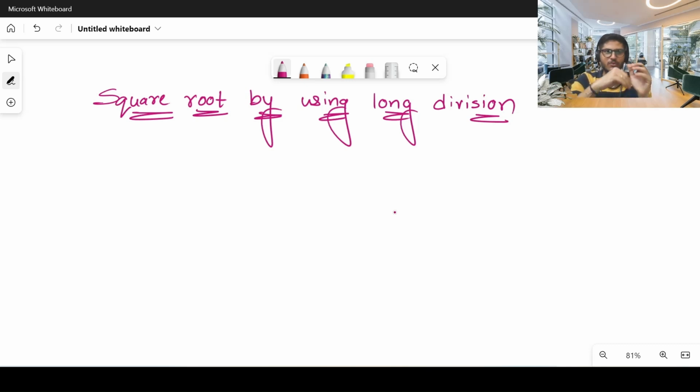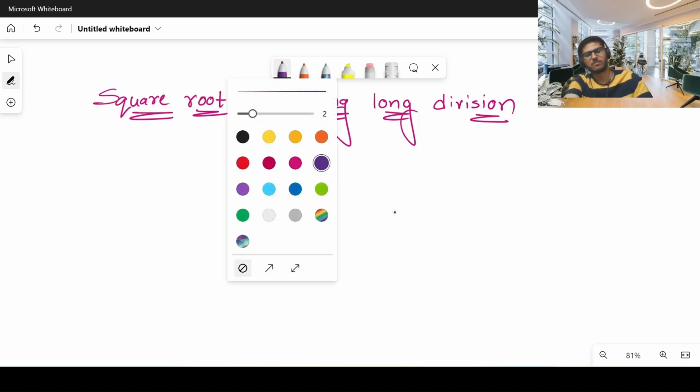Okay, so we are going to see how to find out the square root of a number by using the long division method. Now, this method which we are going to learn today is applicable for any number of digits. Say, for example, if a number is a 4-digit number or a 5-digit number or a 3-digit number or a 6-digit number, you can find out the square root of that number by using long division. Okay, so that is what the method is all about.